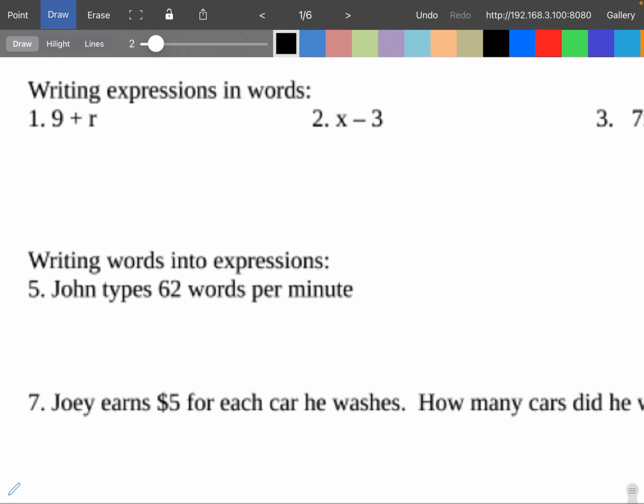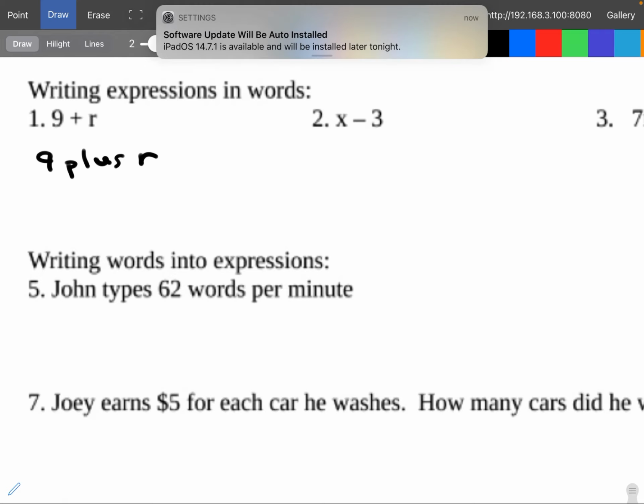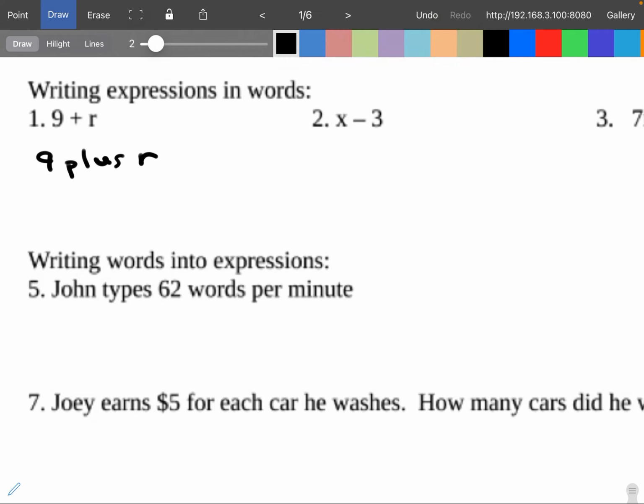Yep, 9 plus r. So you're actually going to write out 9 and then the word plus. You could also write, I don't know, how about something like r more than 9? So r more than 9. And again, I think in the homework you have to do it 2 different ways. But I think you guys got that.